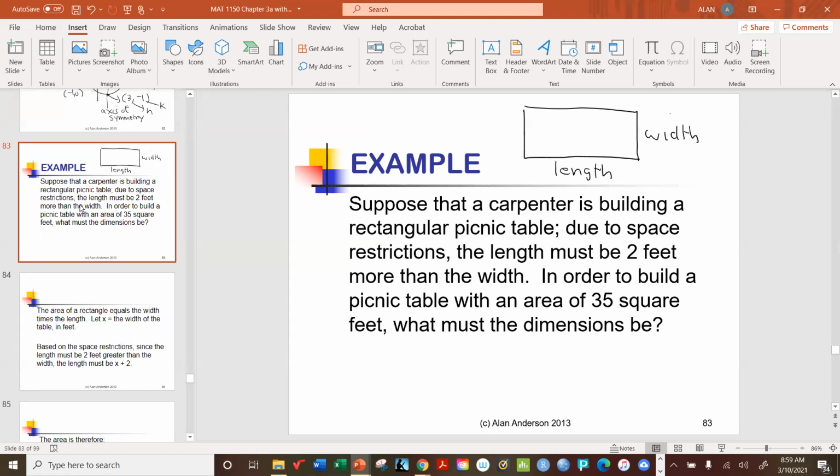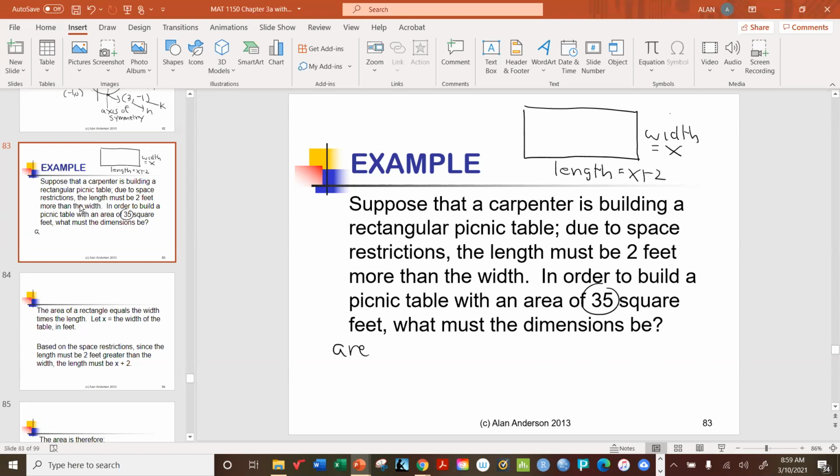And so let's say that x will be the width, and the length could be x plus 2. We could do it the other way around. This could be x, and this is x minus 2. It doesn't really matter. But we also know that the area has to be 35 square feet.